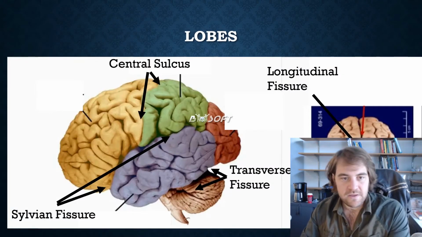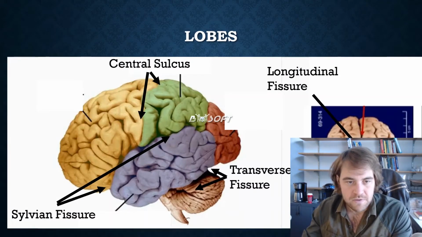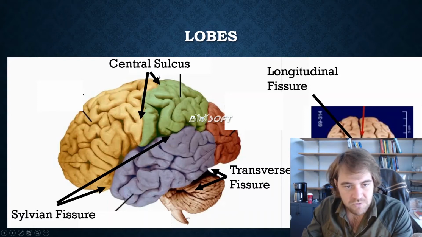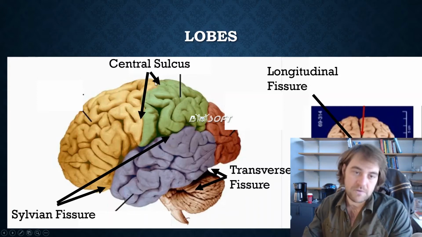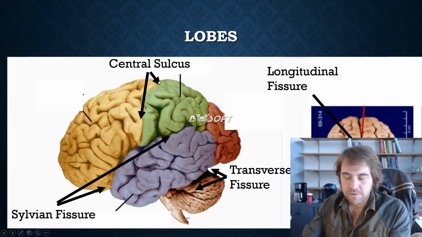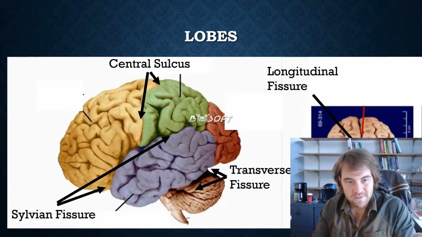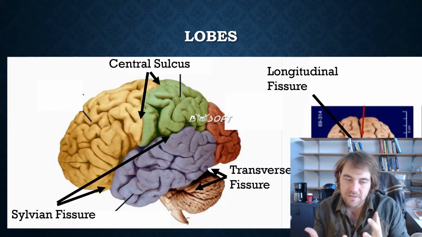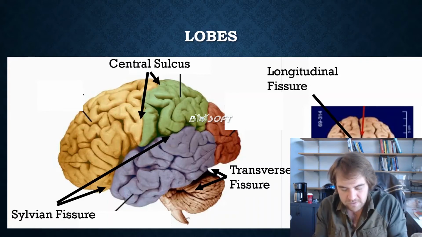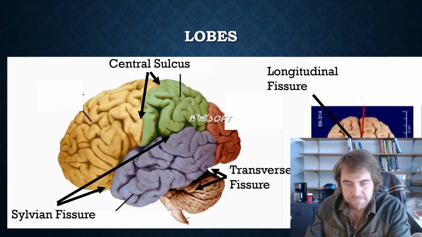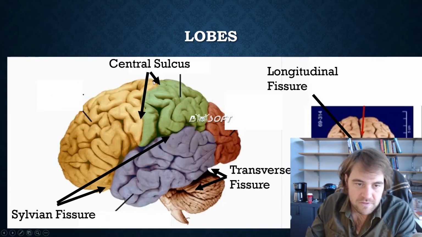All right, so like I said, there are some sulci that are a lot deeper, like this one here, the central sulcus. This separates the frontal lobe and the parietal lobe. And it's just a very deep, continuous sulcus, but it is a sulcus because there is brain tissue down below that valley. So the central sulcus is going to run right here.